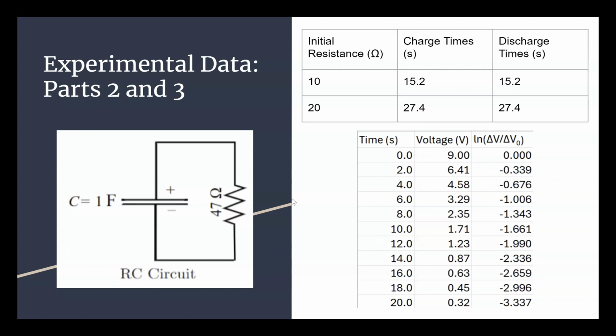The top one shows the time duration of charging and discharging a capacitor based on the initial resistance in the circuit. As you can see, the charging and discharging times were identical. The bottom table is my data for voltage of a capacitor and time while discharging a capacitor, which I use to make a graph that you'll see in a few seconds.